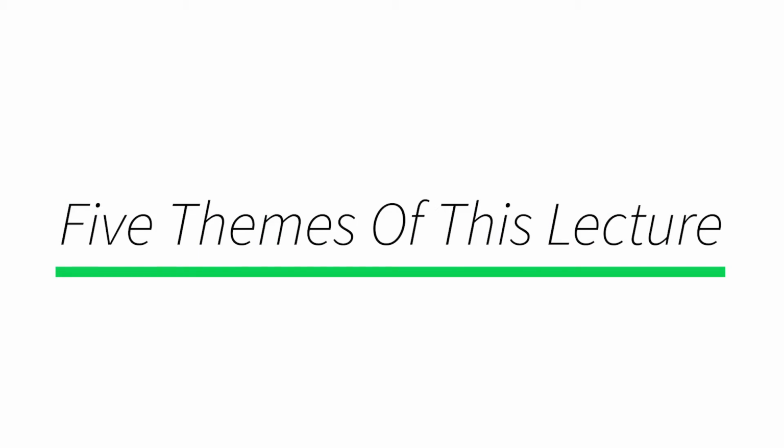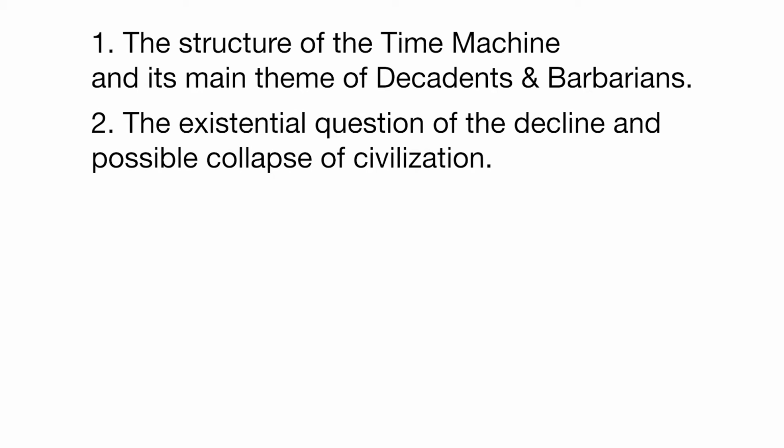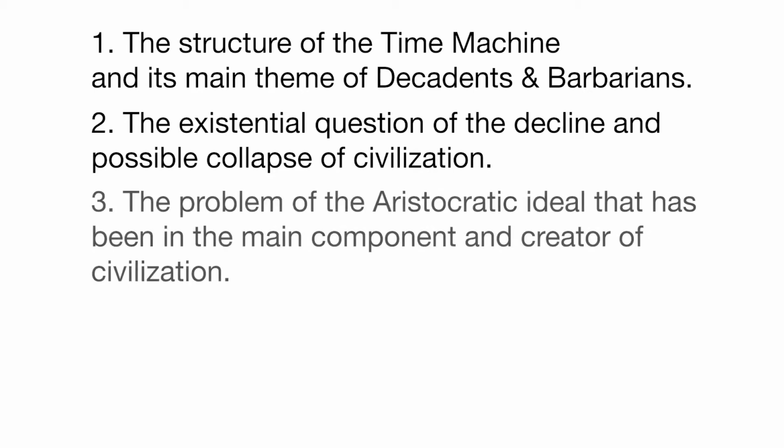Now, this lecture is going to cover. It's a very dense lecture, so I thought I'd try to help as much as possible and tell you exactly what it is that we're going to talk about. 5 themes of this lecture. The first is the actual structure of the book and its main theme of decadence and barbarians. The second theme is the existential question of the decline and possible collapse of civilization. And the third one is the problem of the aristocratic ideal. In other words, the aristocracy.